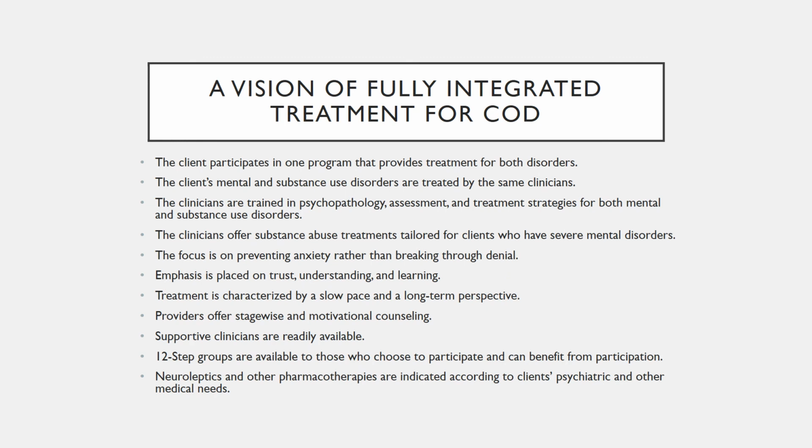And so this is a good vision of a fully integrated treatment for a co-occurring disorder. These would be things that an agency that's looking to switch to an integrated treatment model would be looking to implement in their program. So the first is that the client participates in one program that provides treatment for both disorders. Also, the client's mental and substance use disorders are treated by the same clinicians. Those clinicians are trained in psychopathology, assessment, and treatment strategies for both mental and substance use disorders.